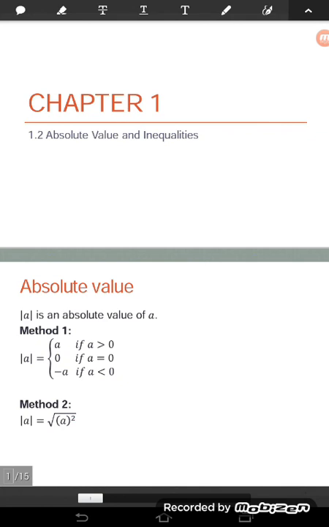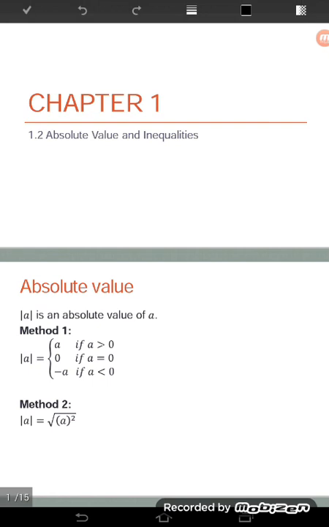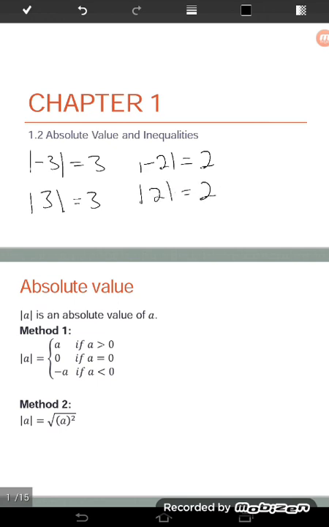Okay, so today we learn about absolute value and inequalities. Before this you learned the absolute value. If you have modulus of -3, the answer is 3. Yang negatif akan jadi positif. Modulus of 3, the answer is 3. Modulus -2, the answer is 2. Modulus 2, the answer is 2. So apa yang korang faham sebelum ni, absolute value ni dia akan mengubahkan negatif jadi positif.